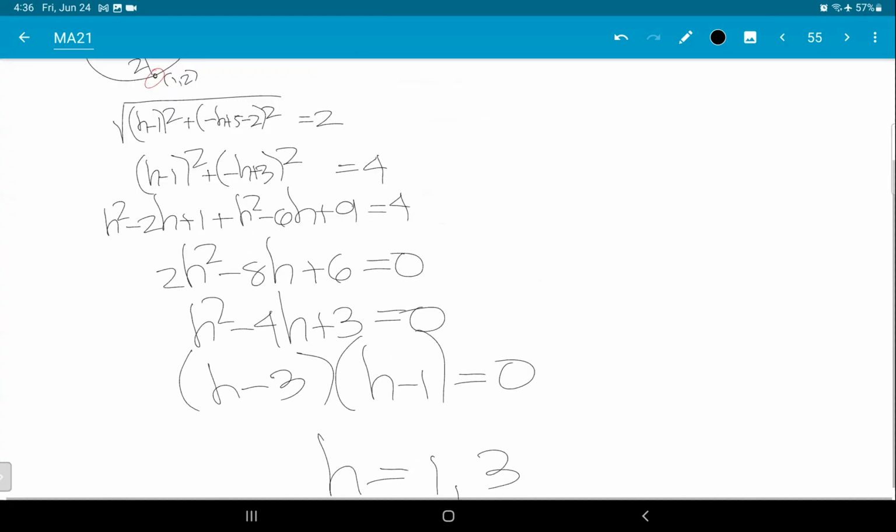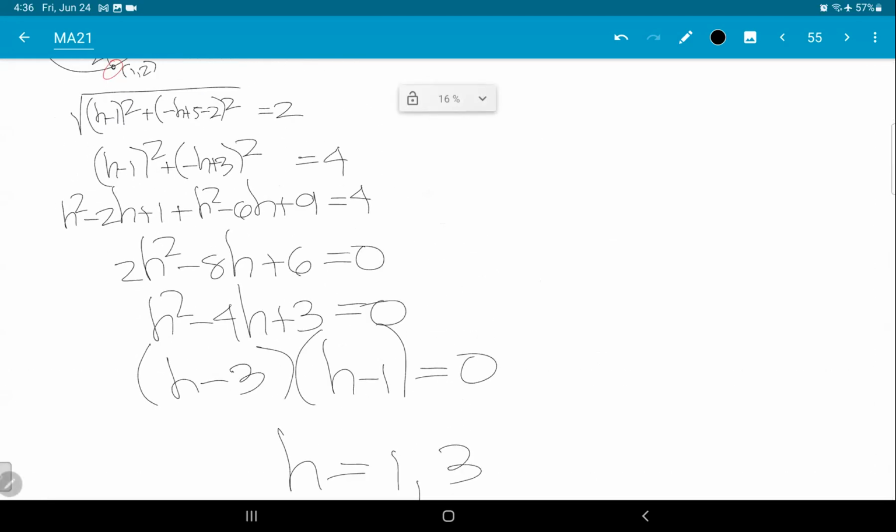Okay? Paano nangyari? Step 1, hinanap natin yung perpendicular bisector to relate h and k. And then step 2, nag-set up tayo ng equation that will allow us to solve for h or k. So, ganun lang, no? Hinanap natin si L, yung equation ni L, and then nag-set up tayo para makuha yung isa sa coordinates ng center, si h. Okay?